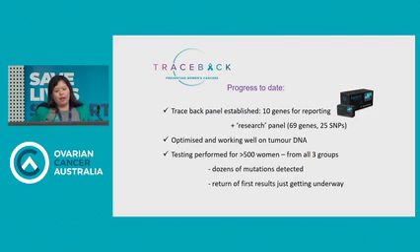What's our progress today? Traceback is actually going really well. We've got a panel now that can report 10 genes, and we also have a research panel that tests for other genes which may not be as well established in their role in causing breast and ovarian cancer, but we have the ability to test for these research genes. The technology that we have has been optimized and is working quite well in testing tumor DNA. We've tested more than 500 women, and we've detected quite a lot of mutations, and we're now in the process of returning the first batch of results.